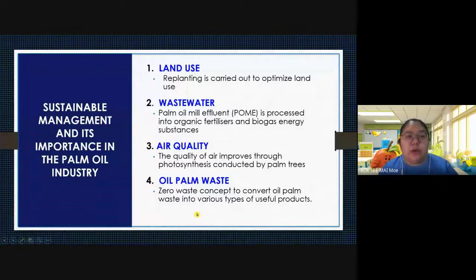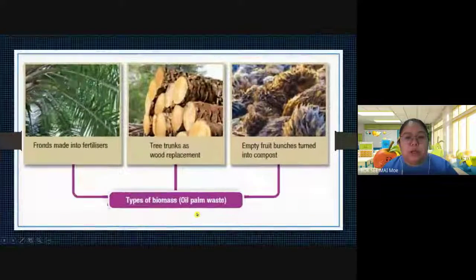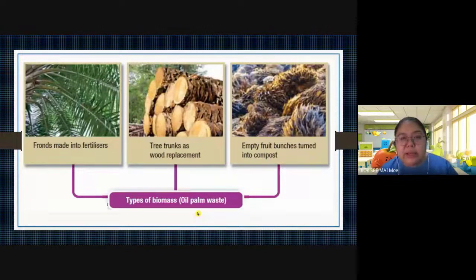Okay, so we continue to the types of biomass. Just now they said palm oil has zero waste. How come zero? Now we are going to see where they use it. The frond is made into fertilizer. Number 3, they use the trunk, tree trunk, as a wood replacement. Then the empty fruit bunches, they turn into compost.